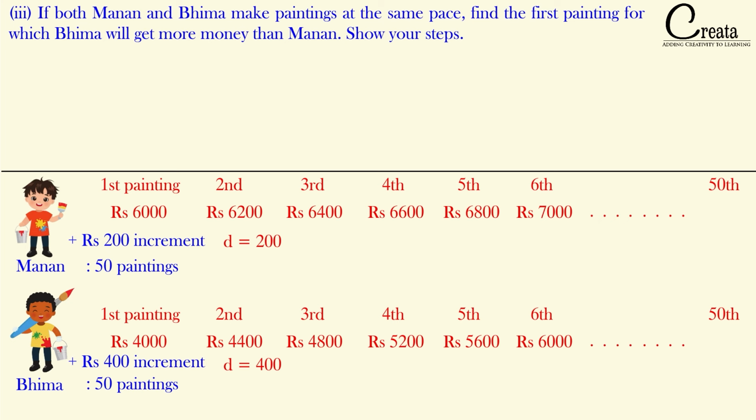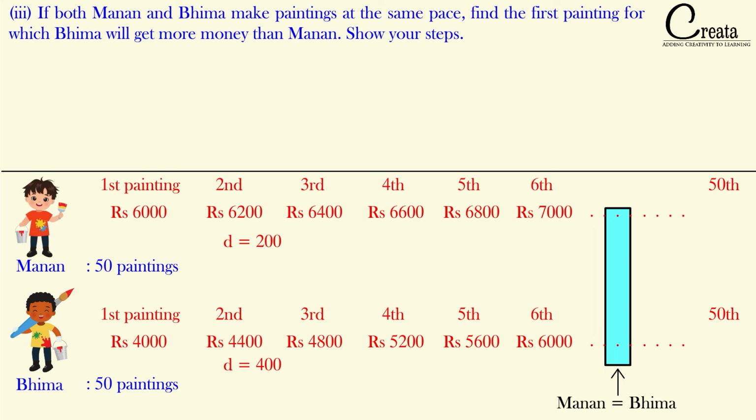For the first painting, Manan has asked for rupees 6,000 while Bhima has asked for rupees 4,000. The money asked by Manan is more as compared to Bhima, but Manan has asked for an increment of rupees 200 for each painting while Bhima has asked for rupees 400 for each painting. So the increment of Bhima will be more as compared to Manan. After some time we'll reach a point when Bhima will get the same amount of money as Manan. Are you getting this? Why?